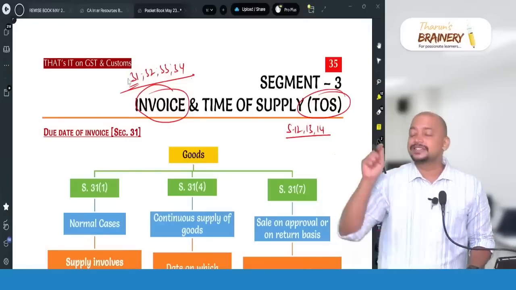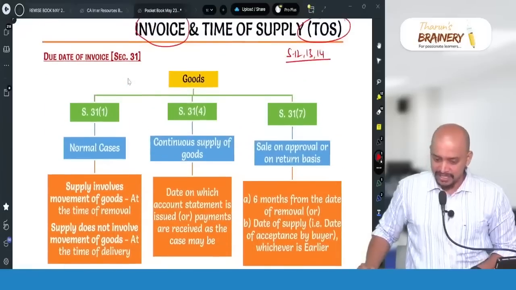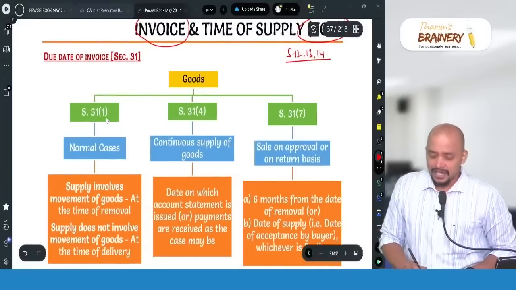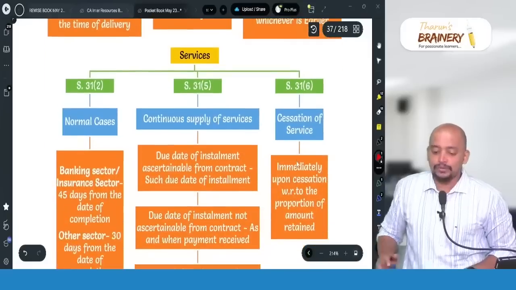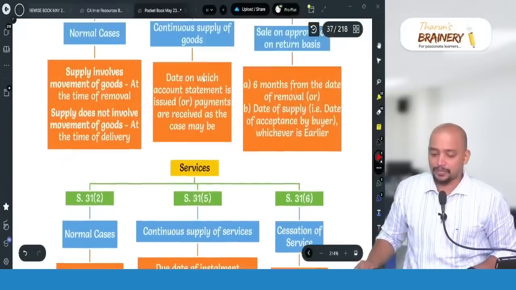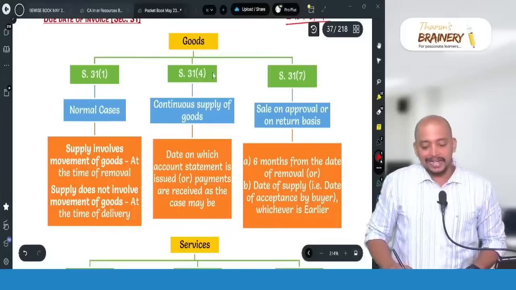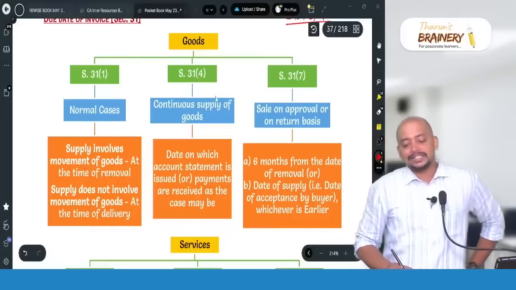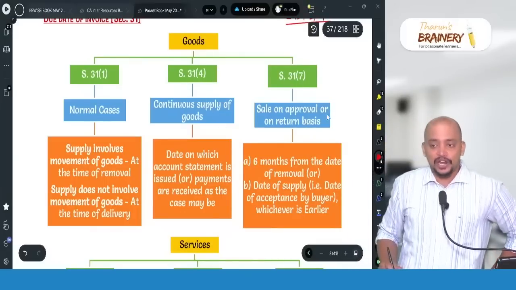So we have a total of 6 provisions. In case of goods, 3 provisions. In case of services, 3 provisions. Section 31, subsections 1, 4 and 7 deal with goods related provisions and subsections 2, 5 and 6 deal with services related provisions. So 31(1) is normal cases, 31(4) is continuous supply of goods, and 31(7) is sale on approval or on return basis.